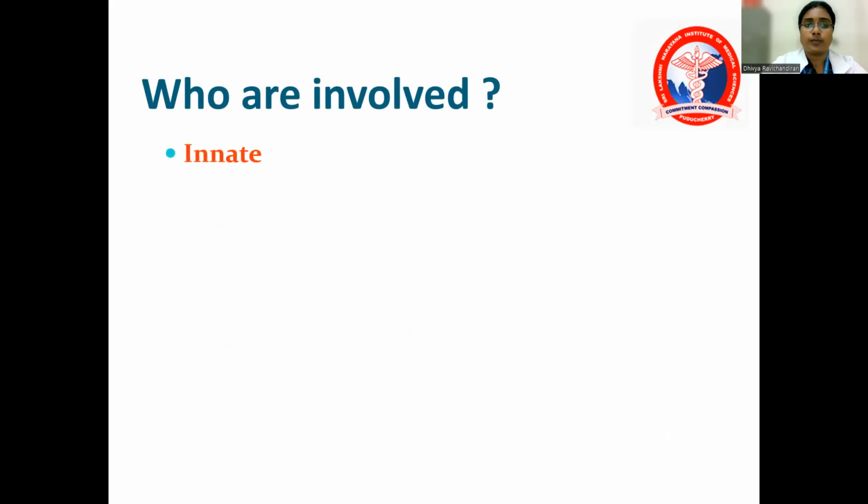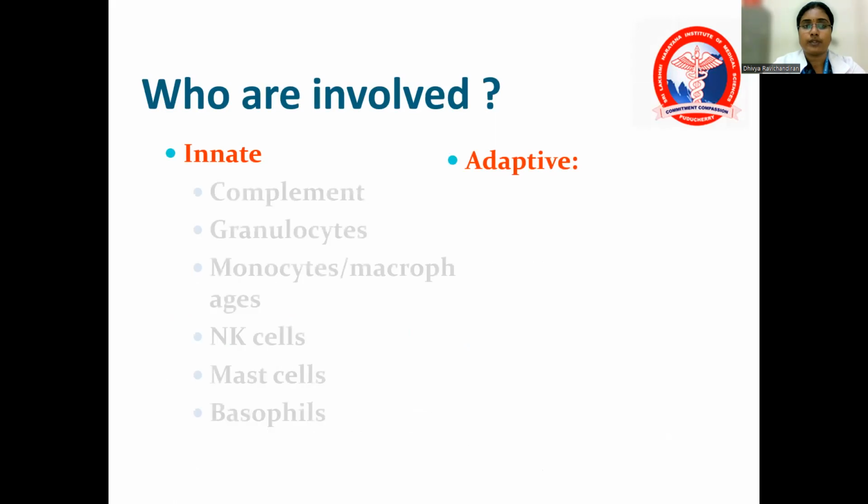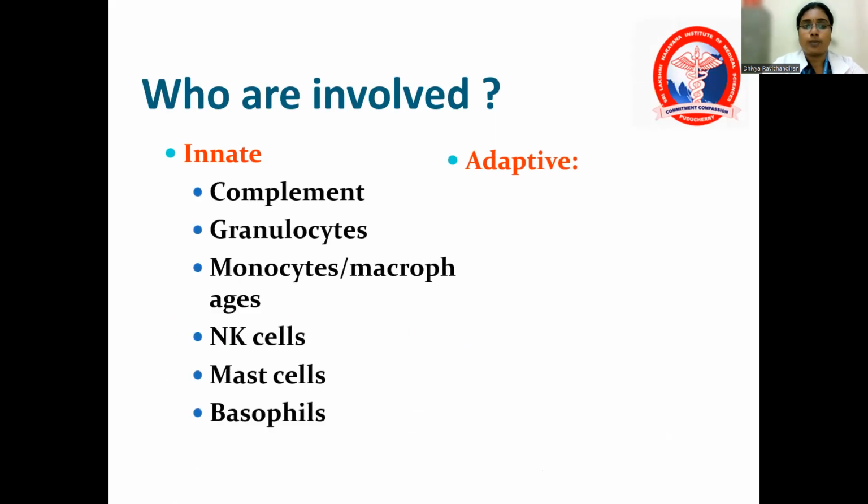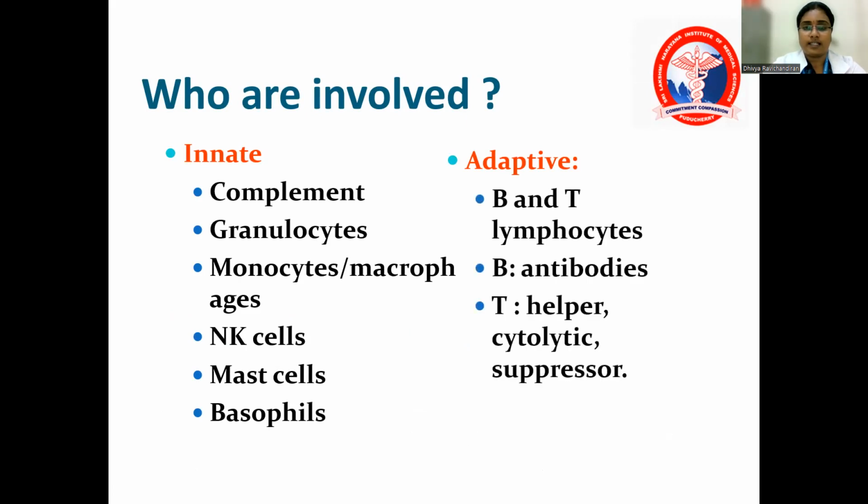So what is involved in the immune system? We know that there is innate immunity and adaptive immunity. Under innate immunity, structures like complements, granulocytes, monocytes or macrophages, NK cells, mast cells, and basophils are all involved. For adaptive immunity, you have B and T lymphocytes, antibodies, T helper cells, cytolytic cells, and suppressor cells.